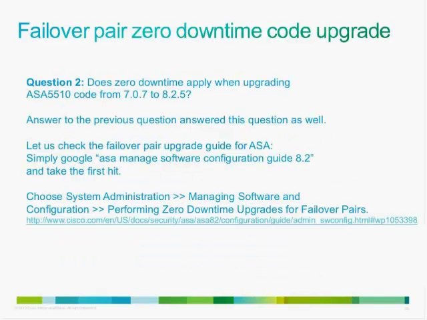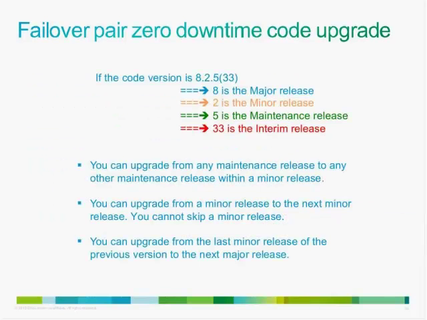So if you see this, does zero downtime apply when upgrading ASA 5510 from 7.0.7 to 8.2.5? When we check the previous question, the answer to that answered this as well. So it is not supported. For the code version 8.2.5.33, the first number is what we call the major release. The second number is what we call the minor release, the third number is the maintenance release, and the fourth number is the interim release.